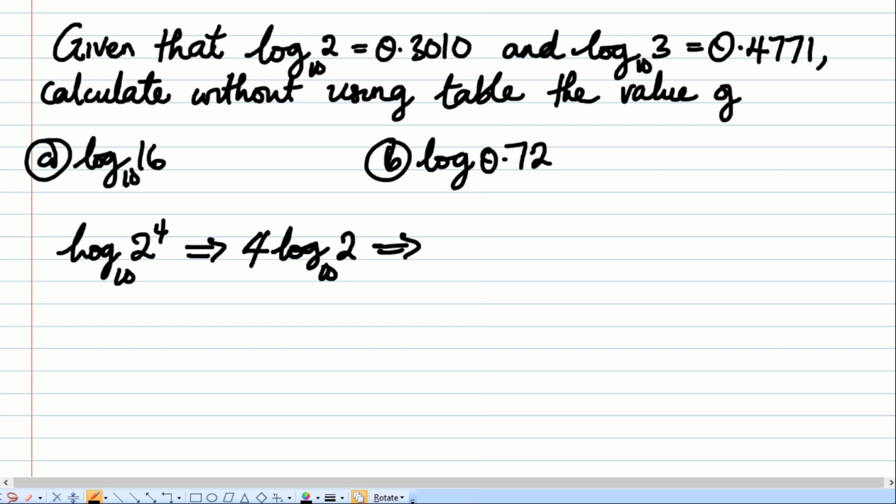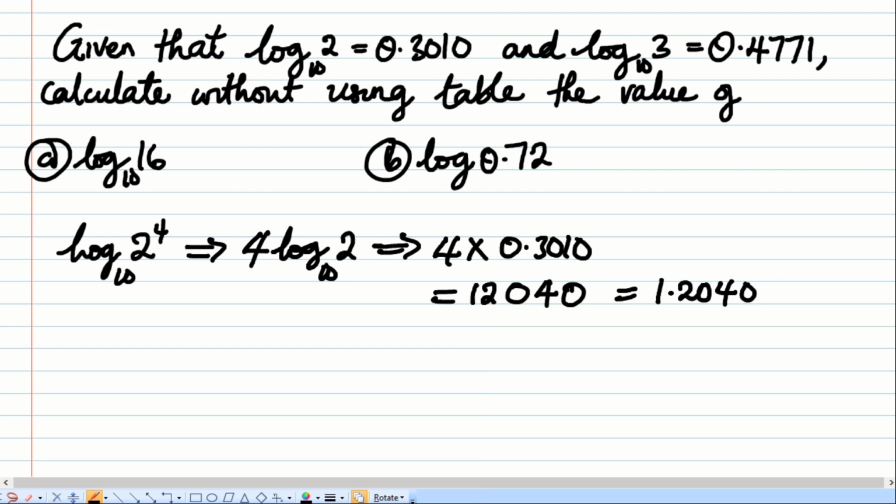Where you have a power, it will be the power times the log. So now I can break this further to be 4 times, what is the logarithm to the base 10 of 2? From the question, you can see it is 0.3010. Now, if we simplify, that will be our final answer. 4 times 0 will give us 0. 4 times 1 will give us 4. 4 times 0 again will give us 0. 4 times 3 is what? 12. Right? So that's what we have. So now we have 4 decimal places there, so we're going to write our answer as 1.2040. So this is our final answer. So that's the answer to question number A.